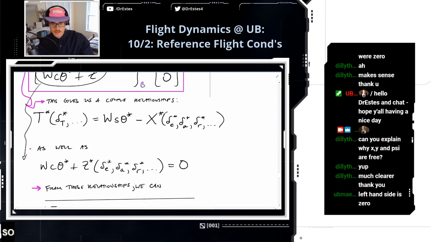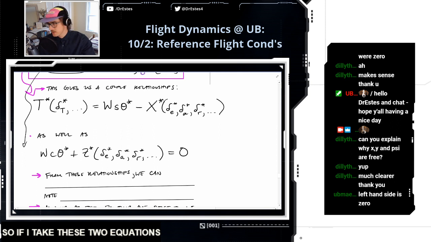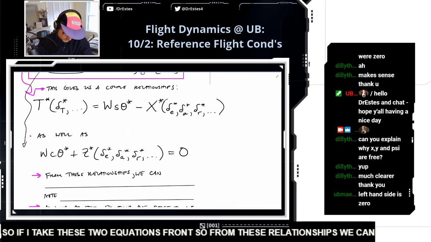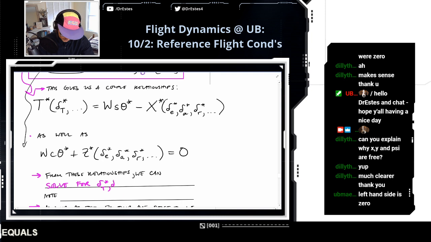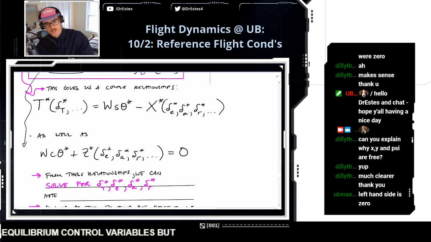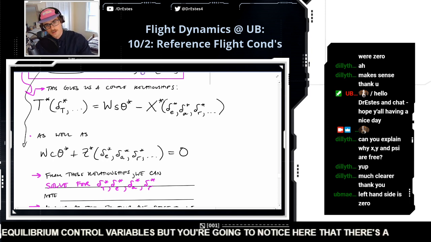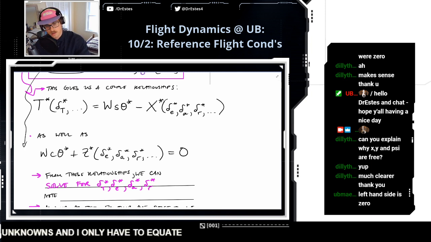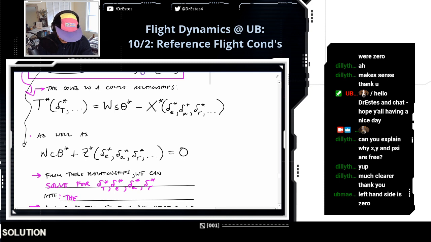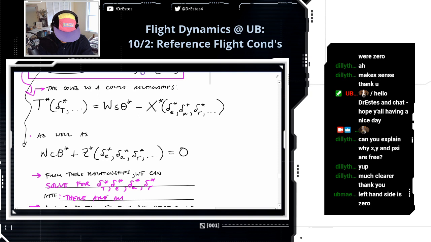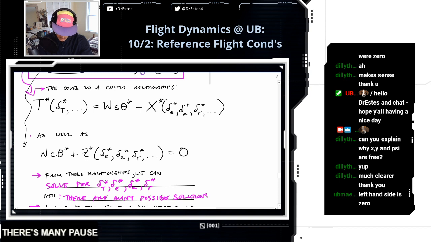So if I take these two equations from these relationships, we can solve for our equilibrium control variables. But you're going to notice here that there's four unknowns, and I only have two equations here. So there's not going to be a unique solution. There's many possible solutions.